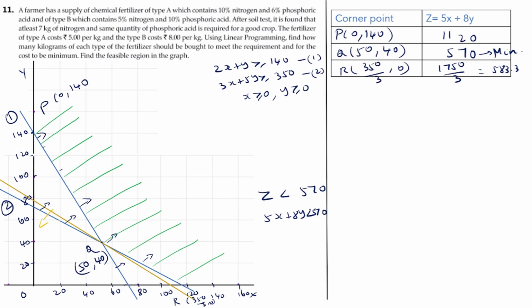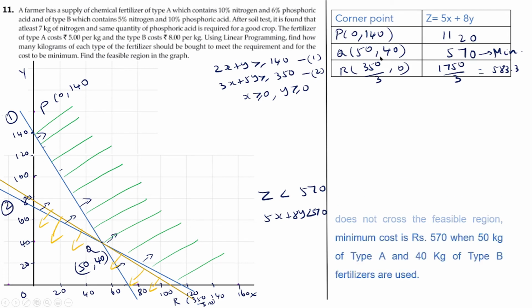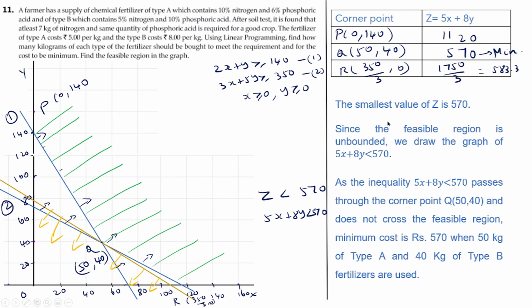So it is this part. So here we can see that 5x plus 8y less than 570 passes through this corner point Q and does not interfere or cross the feasible region. So the minimum value of z is 570 and it occurs at Q (50, 40). So the smallest value of z is 570.